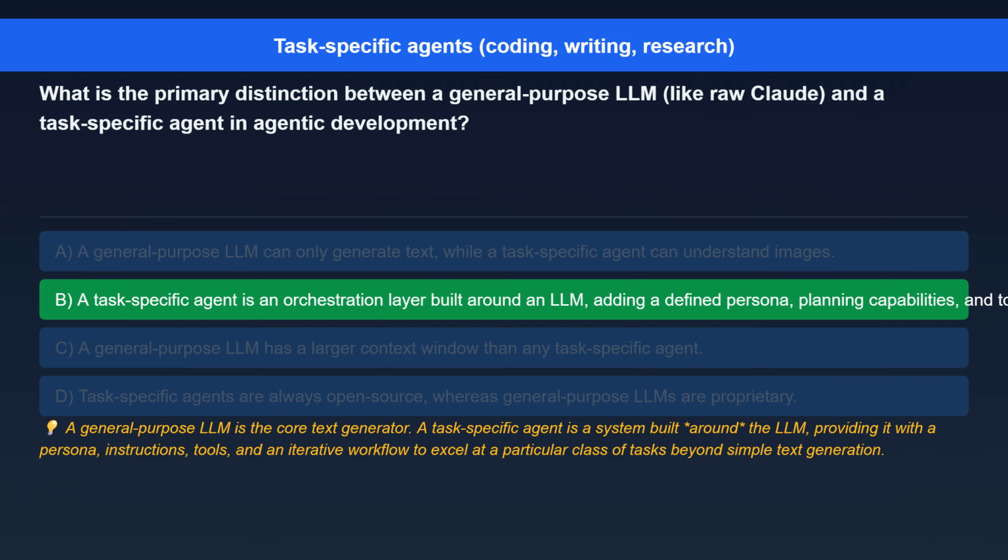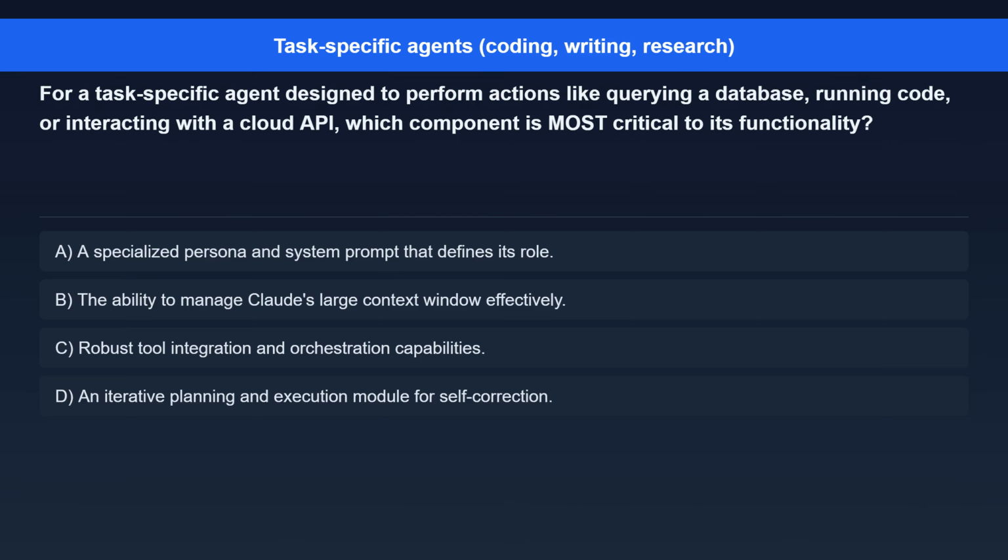The correct answer is a task-specific agent is an orchestration layer built around an LLM, adding a defined persona, planning capabilities, and tool access for specialized tasks. Here's the explanation. A general-purpose LLM is the core text generator. A task-specific agent is a system built around the LLM, providing it with a persona, instructions, tools, and an iterative workflow to excel at a particular class of tasks beyond simple text generation.